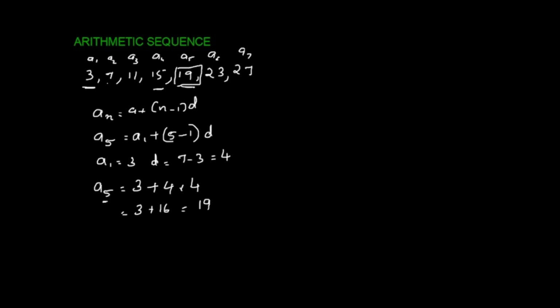So this formula gives you, that is an is equal to a plus n minus 1 into d. This formula gives you any term in the sequence, right? Any term in the sequence. If you want, you can find out a 100th term, 27th term, 1000th term. Any term you can find out by using this formula, right? So an is equal to a plus n minus 1 into d.